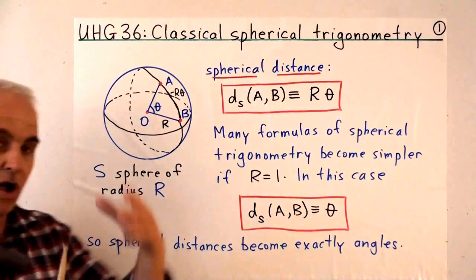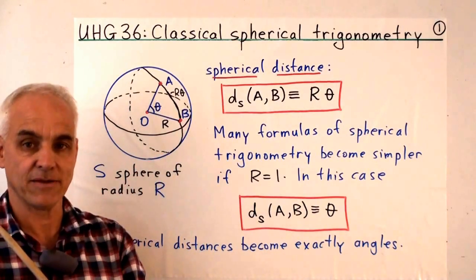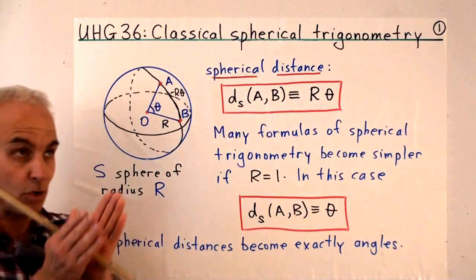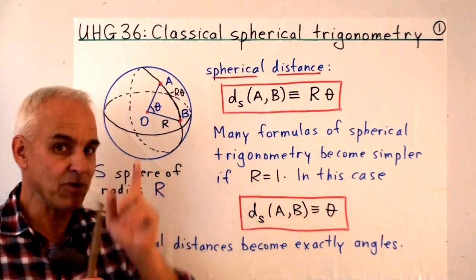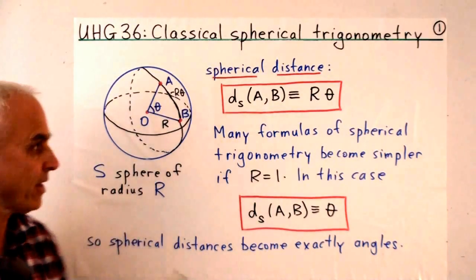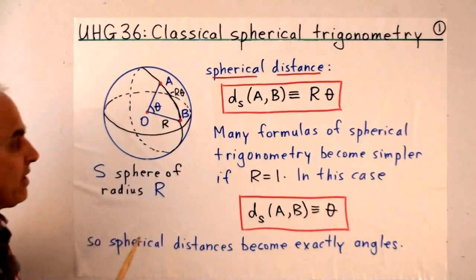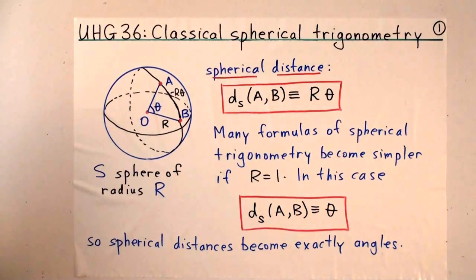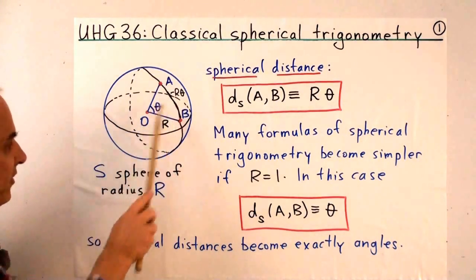Now these 2 points, which are on the surface of the sphere, subtend an angle at the center of the sphere. In other words, if you're at the center of the sphere and looking up at A and B, you've got 2 lines coming out, there's an angle between those 2 lines. And the spherical distance between A and B is defined to be this angle times the radius of the sphere. So it's a proportionality between the angle and the distance.